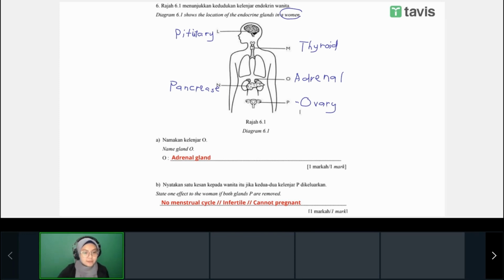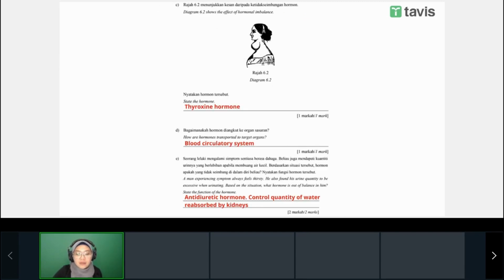Now let's move to the question. Name gland O. What is O? O is an adrenal gland because it's located near the kidney. How about part B? State one effect on the woman if gland P, the ovary, is removed. The woman cannot get pregnant. The woman will have no menstrual cycle. The function of the ovary is to release the ovum. If there is no ovum, there won't be a pregnancy. So the woman cannot get pregnant, has no menstrual cycle, and becomes infertile. All right.